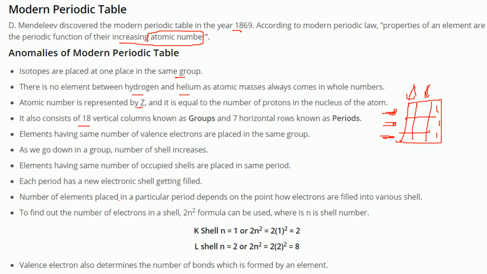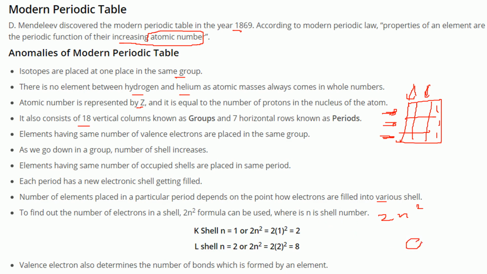The number of elements placed in a particular period depends on how electrons are filled in various shells. In order to find out the number of electrons in a shell, the 2n² formula can be used, where n is the number of the shell.